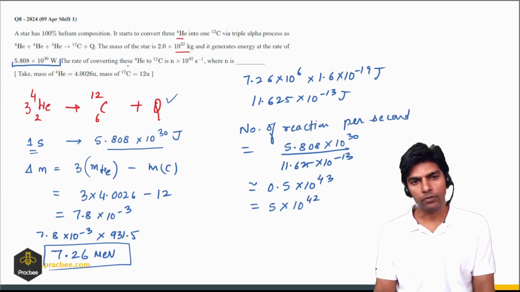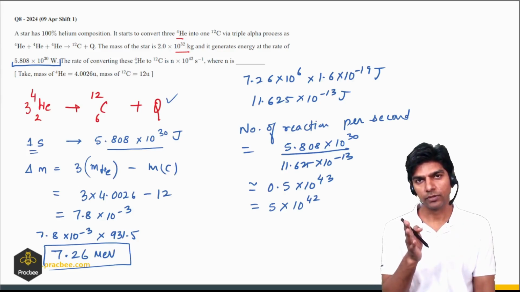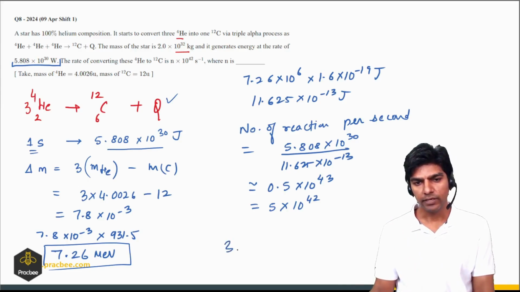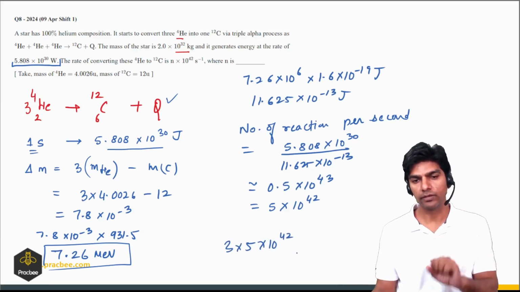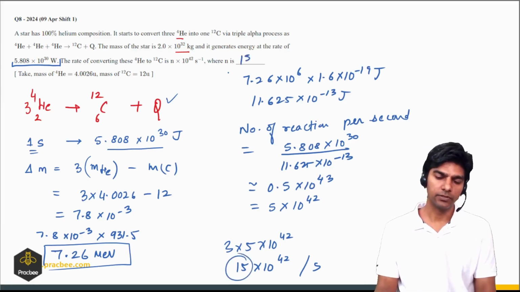And we have to find the rate of conversion of helium. We know that in one reaction 3 heliums are being used, and now we know the number of reactions happening. So the rate of converting helium to carbon will be 3 times 5 into 10 raised to power 42, because there are 3 helium involved in one reaction. So it will be 15 into 10 raised to power 42 per second. That is the rate of conversion of helium to carbon. So N comes out to be 15, and 15 is the answer to this question.